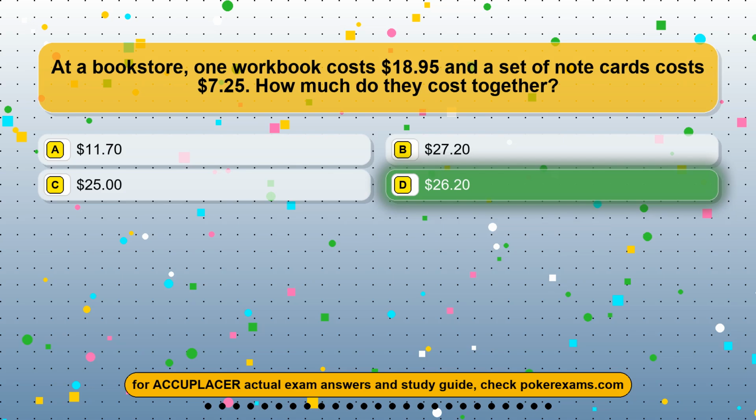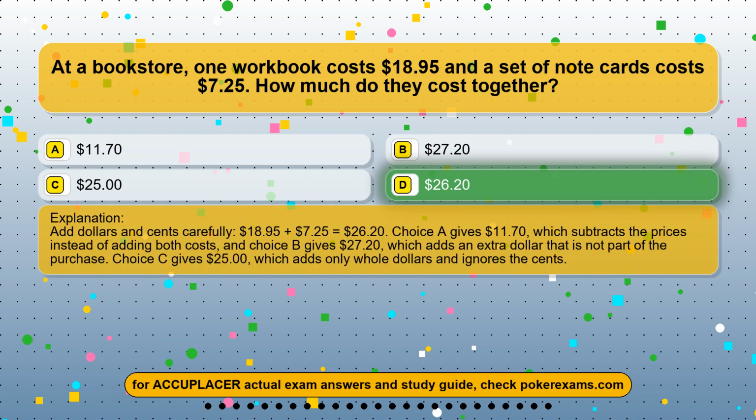The correct answer is option D, $26.20. Add dollars and cents carefully. $18.95 plus $7.25 equals $26.20. Choice A gives $11.70, which subtracts the prices instead of adding both costs, and choice B gives $27.20, which adds an extra dollar that is not part of the purchase. Choice C gives $25, which adds only whole dollars and ignores the cents.